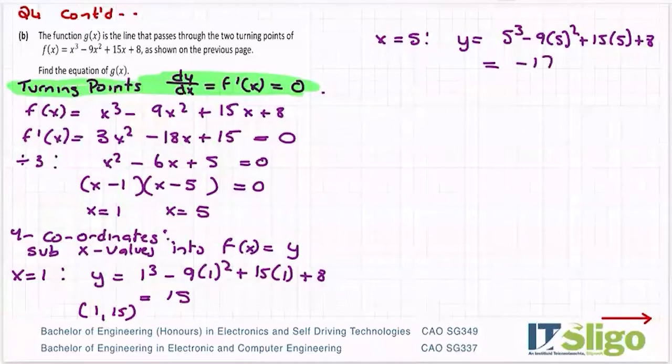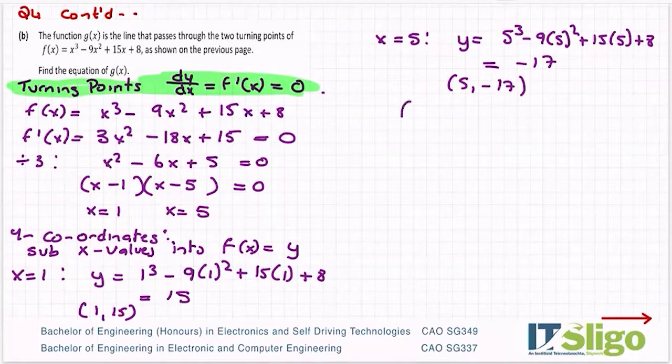And I'm getting minus 17 for him. Okay, so he is the point (5, minus 17). So they are my two turning points.